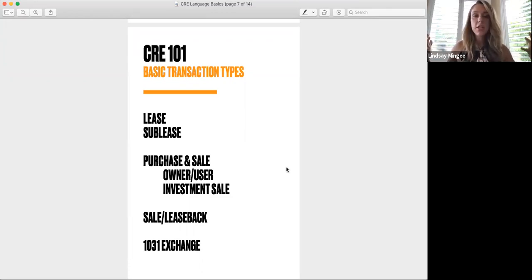The other basic transaction type is a purchase and sale. The two big ones are that an owner user who owns the building and is occupying all of the building or a portion of the building for their own use, that's considered an owner user purchase. Or when that owner goes to sell the property to another owner who will use the property for their business, that's called an owner user sale. Or there's investment sales.